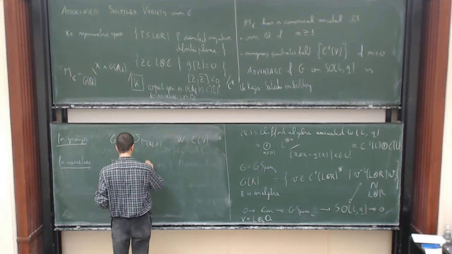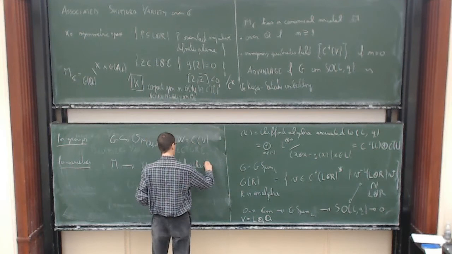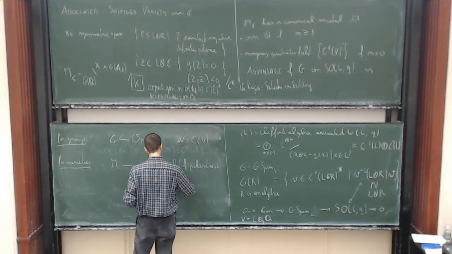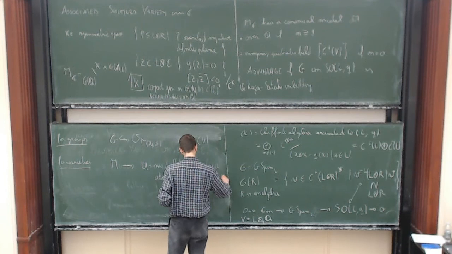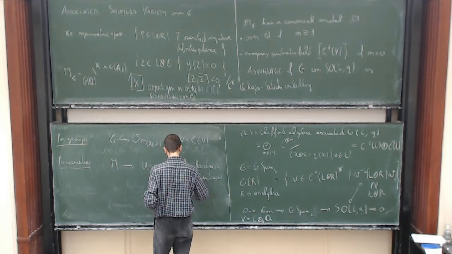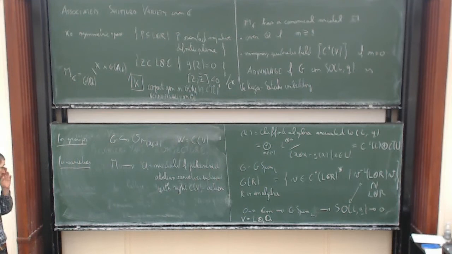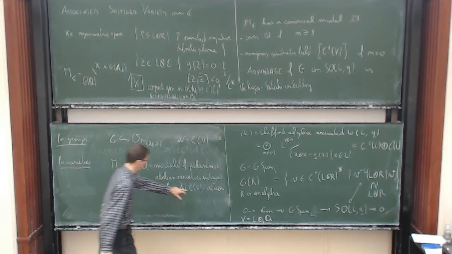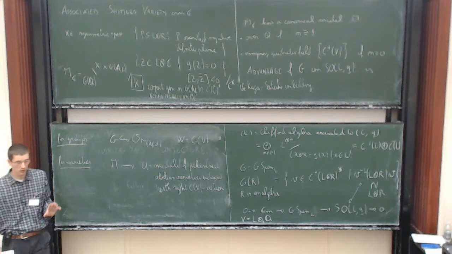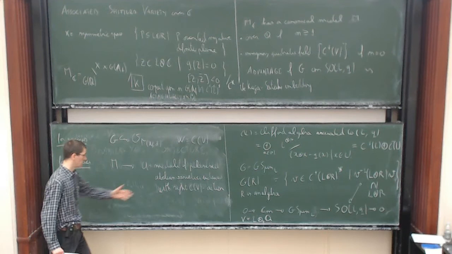moduli of polarized abelian varieties endowed with the right action up to isogeny of the Clifford algebra of V. Okay, and there is a constraint about the Rosati involution, which is not exactly the canonical involution on CV, because that comes into the choice of delta and so on, but let me neglect it. There's also some interaction between the polarization and possible involutions on CV.